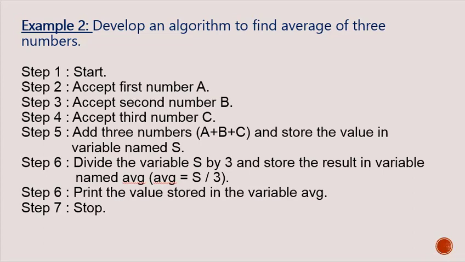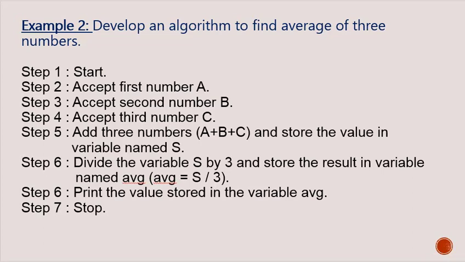So again it starts with step 1, start. Step 2, accepting the first number a and storing it in the variable a. Step 3, accepting the second number from the user and storing it in the variable b. Step 4, we are accepting the third and final number and storing it in the variable named c.